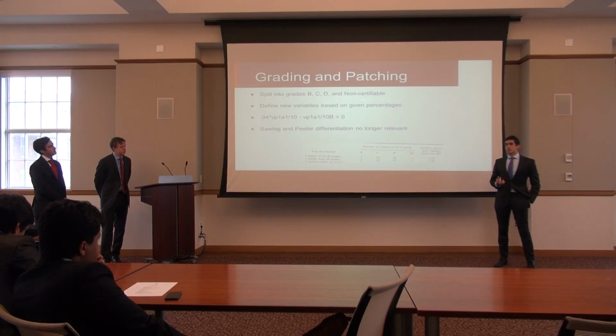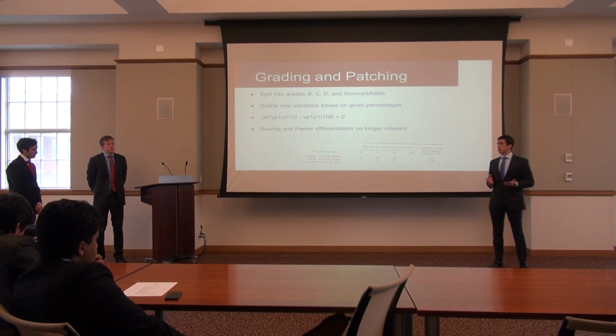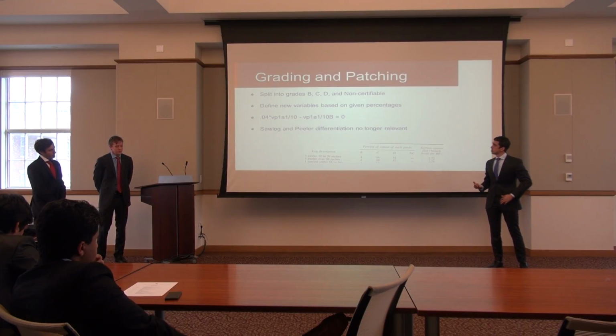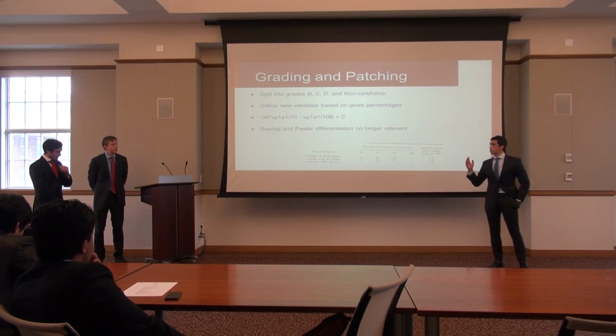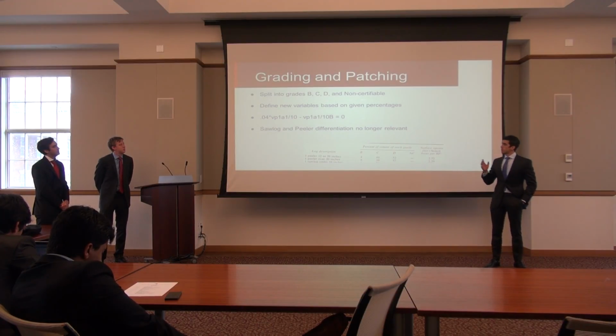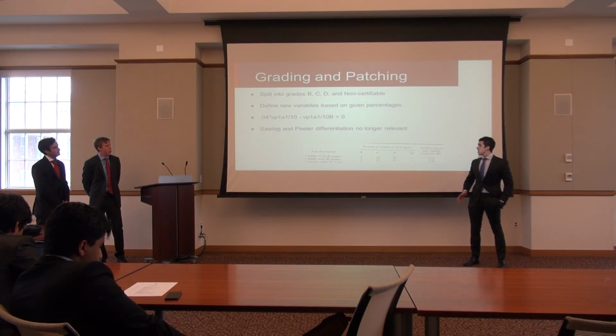After the drawing station, it moves to grading and patching. Here, each piece of wood is given a grade. It's just split into B, C, D, or non-certifiable. Non-certifiable is basically throw it away. And we had to define new variables for each of these based on the given percentages.